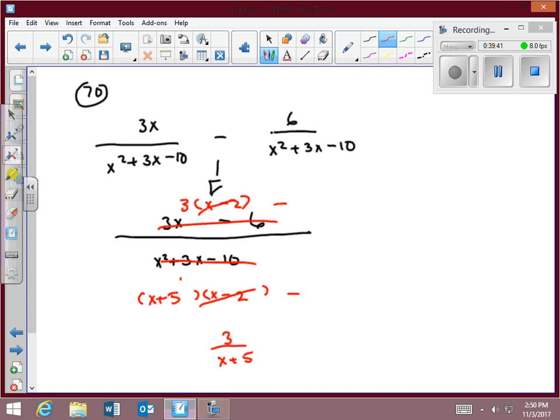Now what we're going to do next time is we're going to do objective D, and that is finding the least common denominators, combining the numerators, and then simplifying the problem. So it's putting everything that we've done together, right?